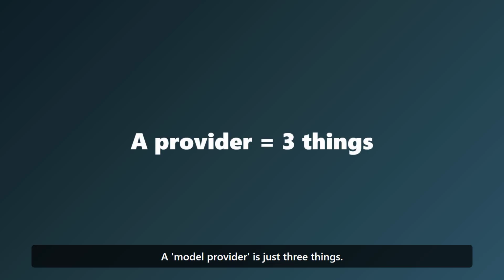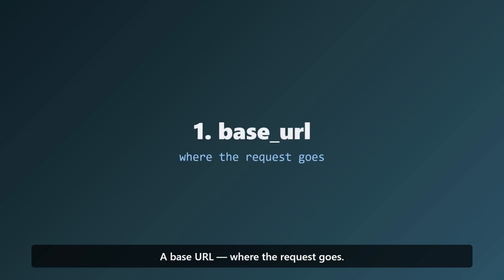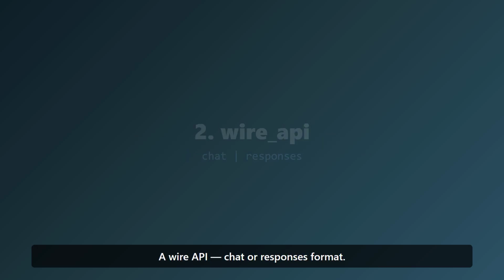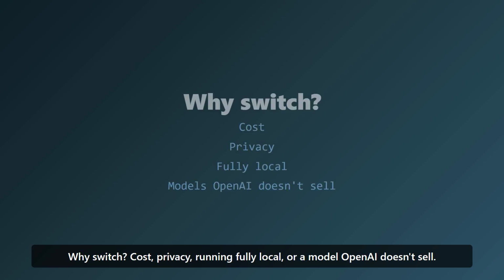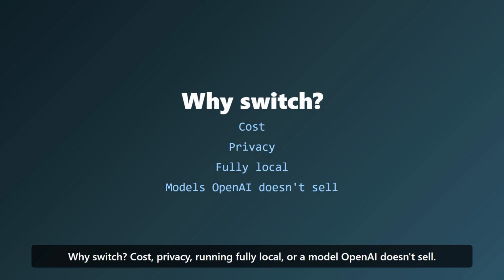A model provider is just three things: a base URL where the request goes, a wire API format, chat or responses, and an auth key, usually an environment variable. Why switch? Cost, privacy, running fully local, or a model OpenAI doesn't sell.